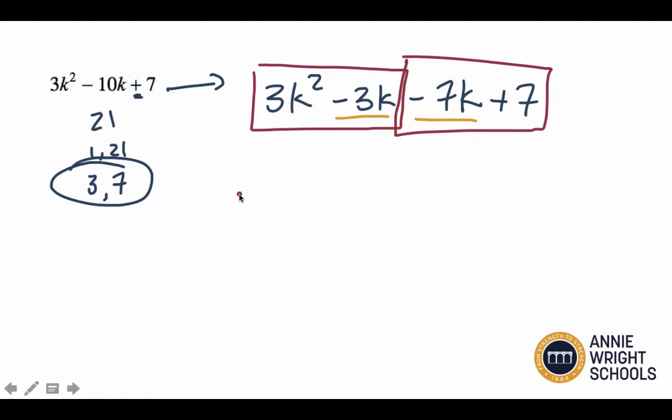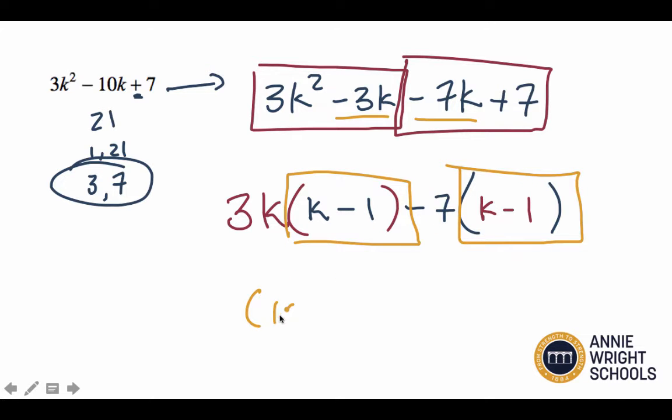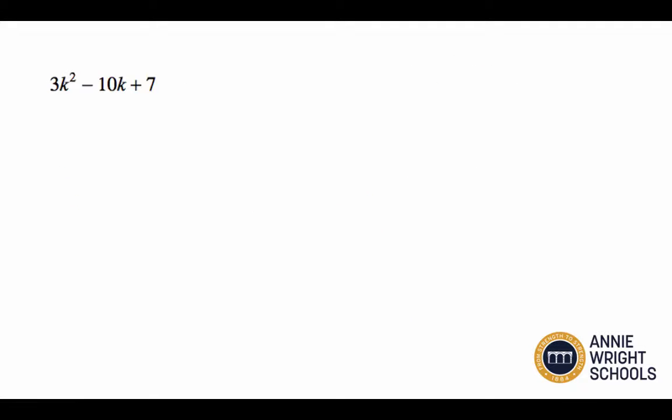Now your job is to group these first two terms together and group these second terms together. When you group the first two terms together, you can take out a 3k and you're left with a k minus 1. When you group these second terms together, you want to take out a negative 7, and you're left with a k minus 1. And now what we have is this common factor of k minus 1. This is that factor by grouping method. And it will work when you split the middle term. And that's the exact same answer I got before. So 2 ways to factor these. Let's try another example.